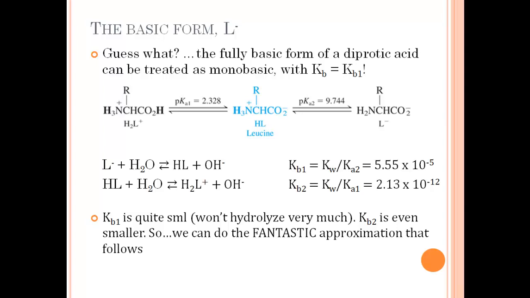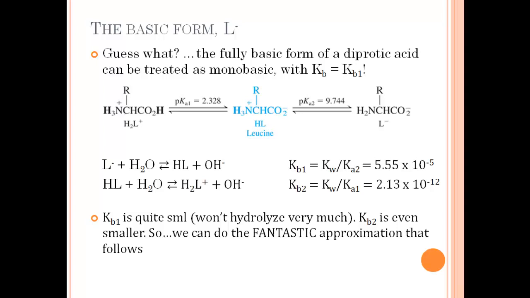You have your protonated leucine, you have your leucine, which is the intermediate form, and then you have your basic form, the L-. So now we're starting from the L- part. And if we're doing the base hydrolysis, we're going to take the L-, add water, and it's going to be in equilibrium with HL plus OH, and that's your Kb1. And how did I find that? You would just take your Kw and divide it by your Ka2, and that should give you 5.55 times 10 to the negative 5. And then you do the second hydrolysis, which would be taking your HL and adding water, getting your acidic form back, H2O plus OH, and that's your Kb for that reaction.